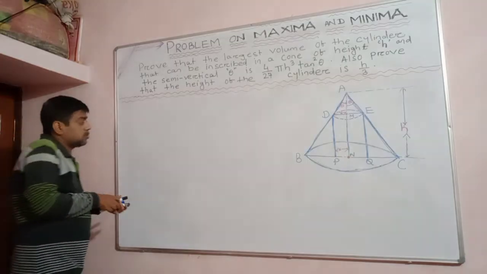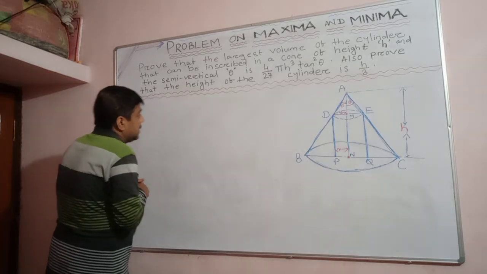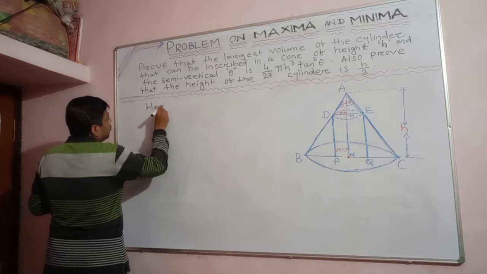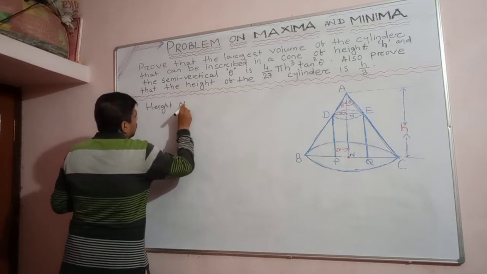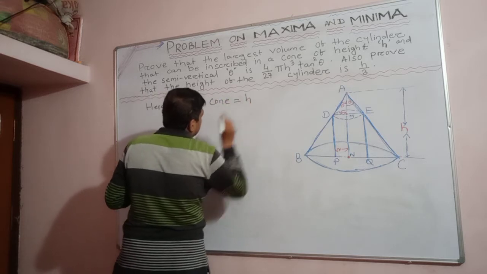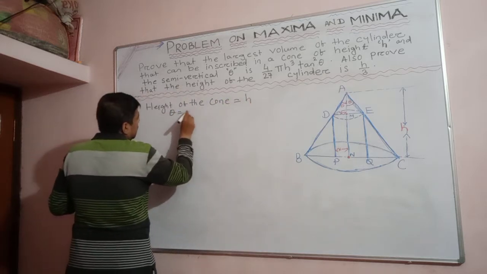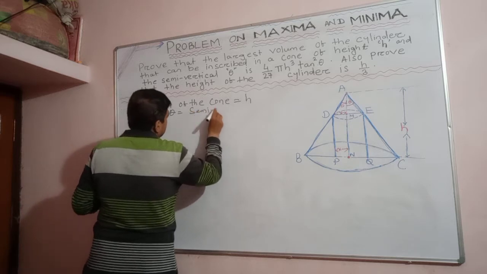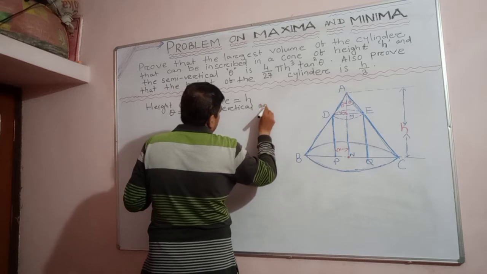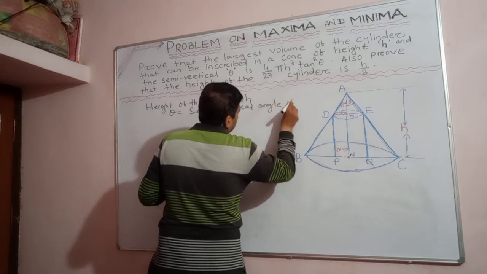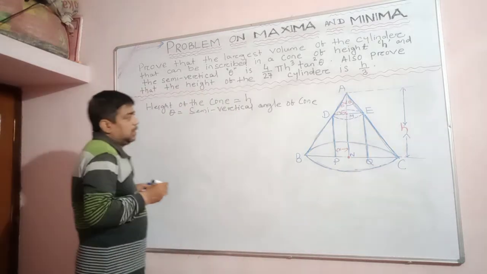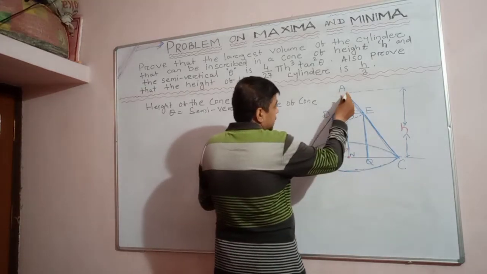So here you see, first, what is given. Given is that the height of the cone is equal to h, and theta is the semi-vertical angle of the cone. Okay, understand? Now you can clearly see that ADM is a right angle triangle.